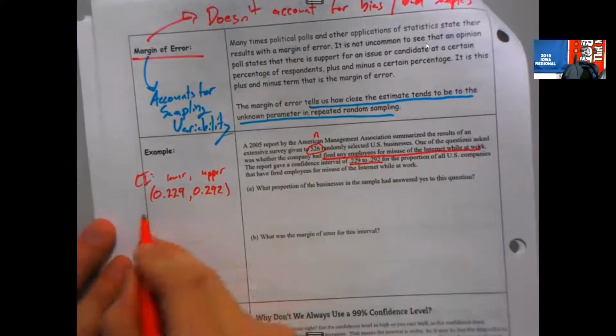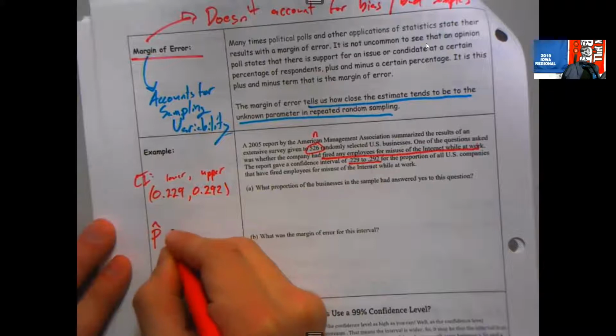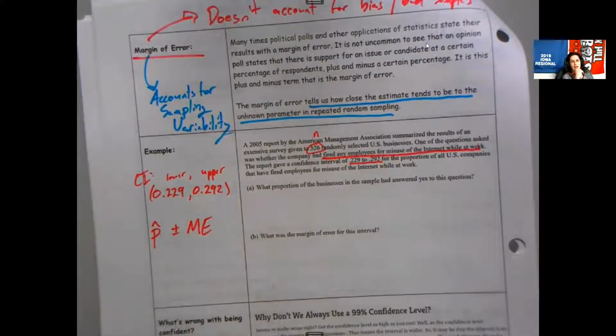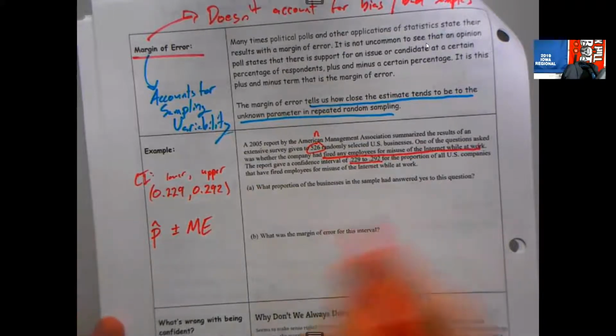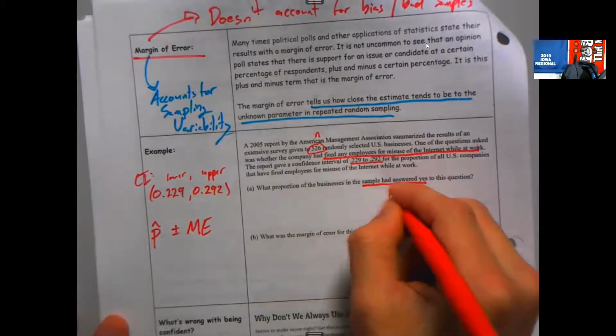But sometimes confidence intervals are written that way, but other times they'd be written as p hat plus or minus margin of error. How did I know this was a p hat? Because it's a yes or no thing. Did they fire him? Yes. No. They fired him or not. It's qualitative. Quality. What proportion answered yes? The proportion in the sample that answered yes, that's looking for p hat.